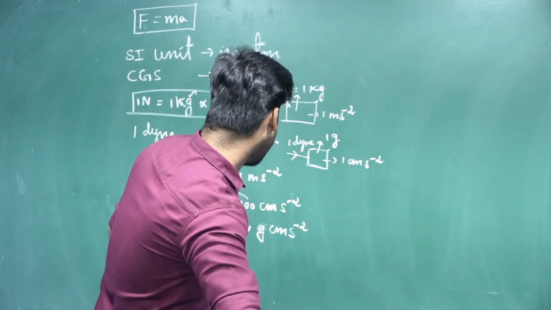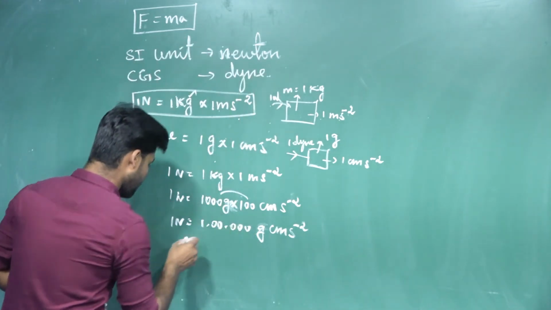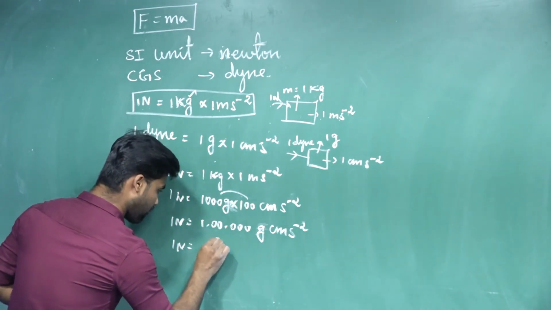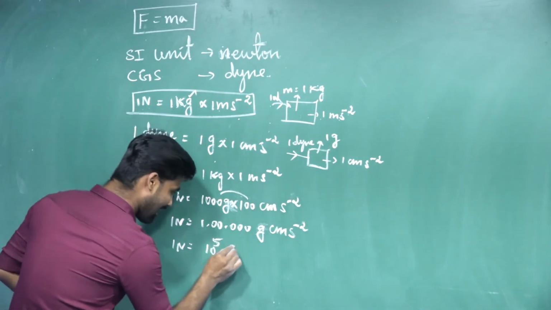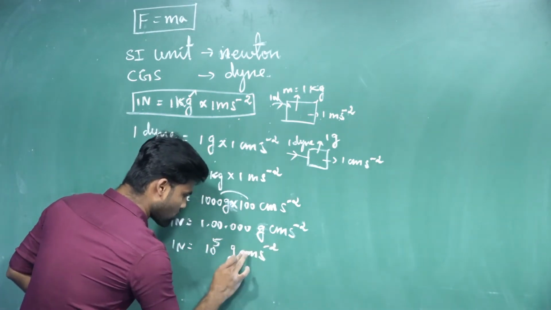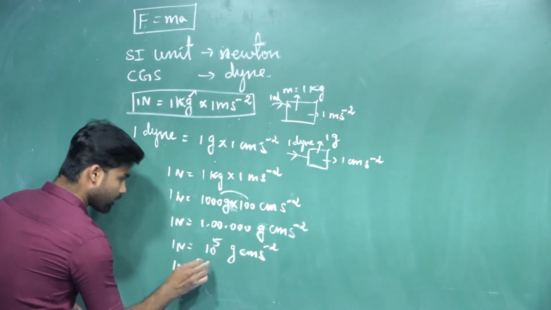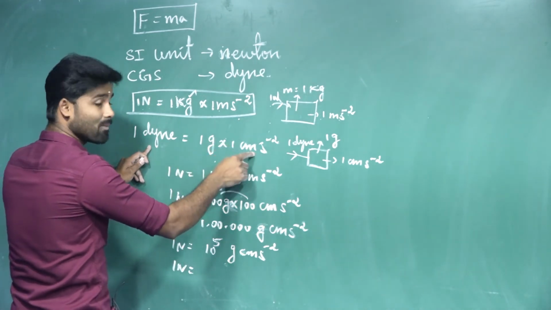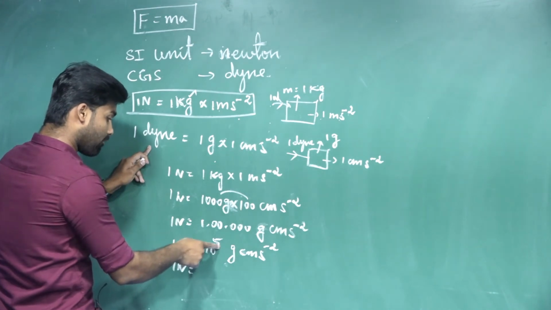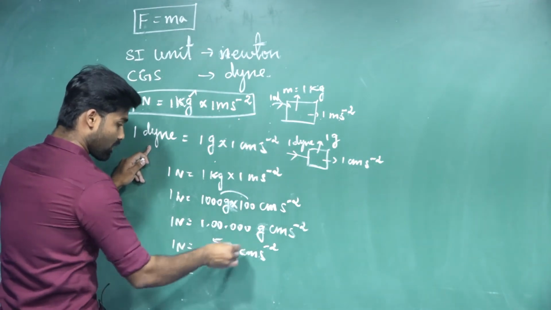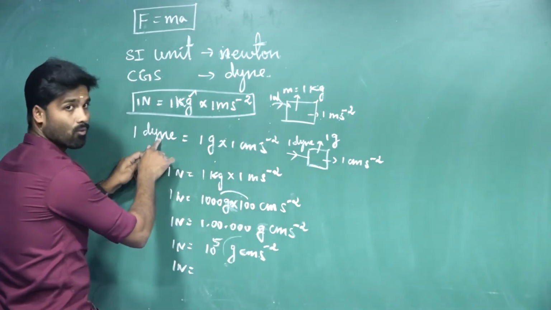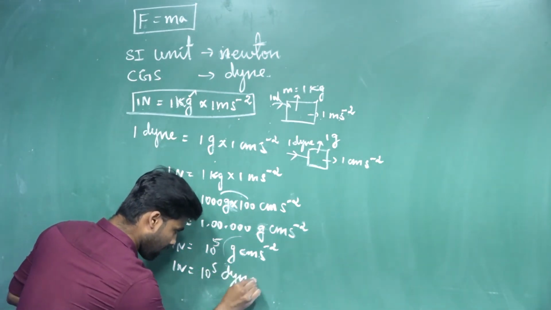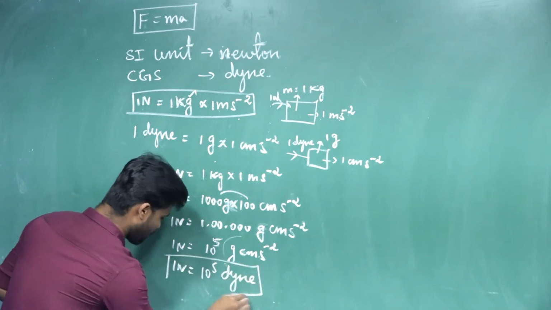So 1 Newton equals, and here we should simplify. Shortly, how many zeros are there? 5. So we can write 10 to the power of 5 gram centimeter second power minus 2. We already know that 1 dyne equals 1 gram into 1 centimeter second power minus 2. So instead of gram centimeter second power minus 2 we can write dyne. So 1 Newton equals 10 to the power of 5 dyne.